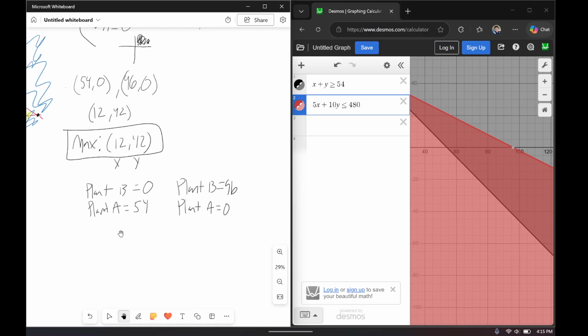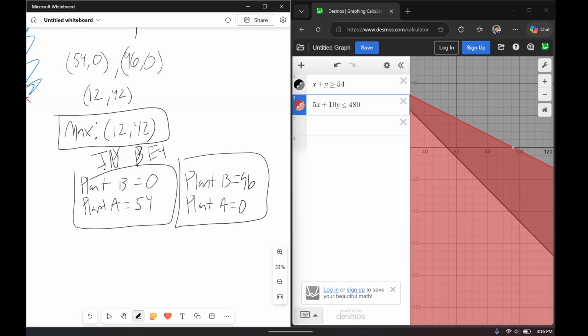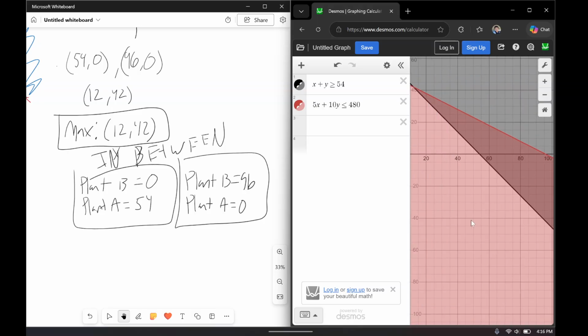Now, again, I'm not a writer. I don't know how to put this into an answer, but all that I'm saying is: if plant B makes 0 lamps, plant A has to make 54 lamps in order to meet the requirement. If plant A makes 0 lamps, then plant B has to make 96 lamps. And anything in between those, and obviously within the max of 12 and 42, is going to reach the requirement, basically.